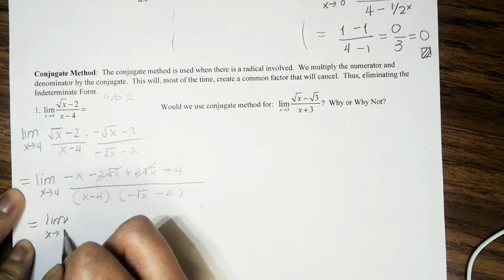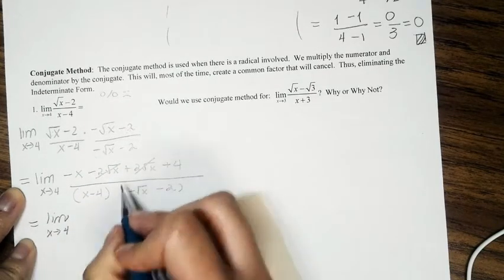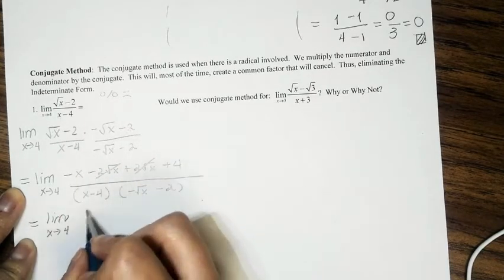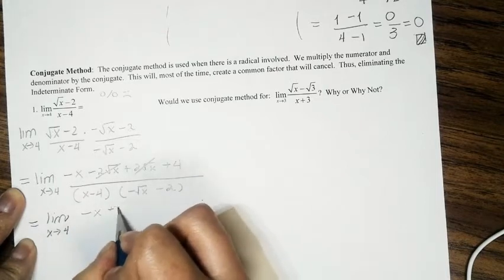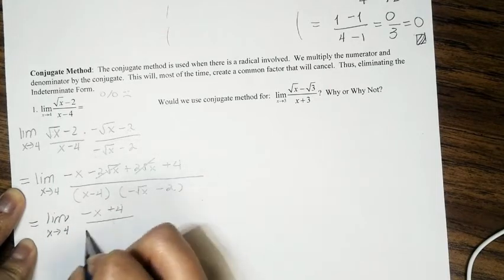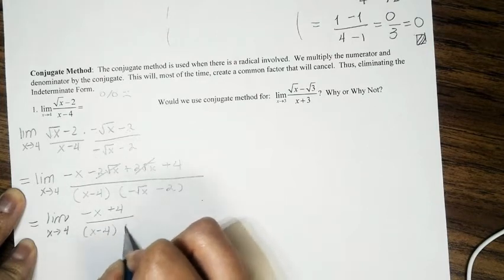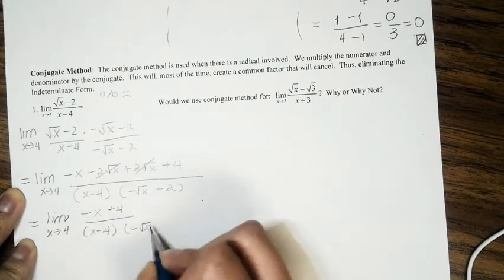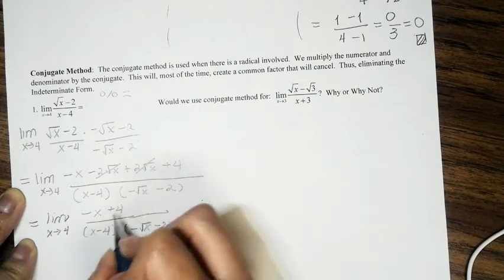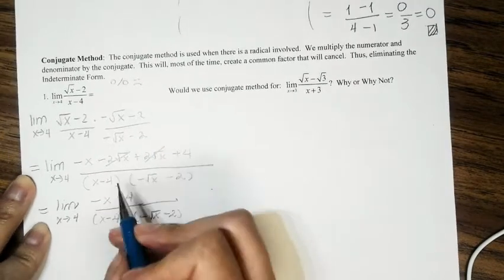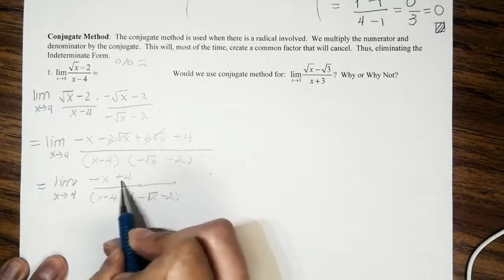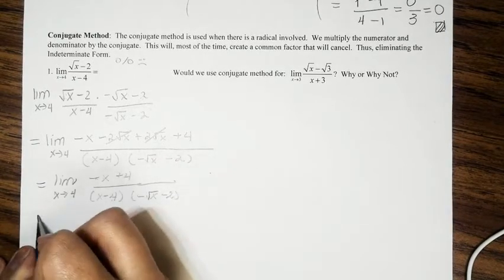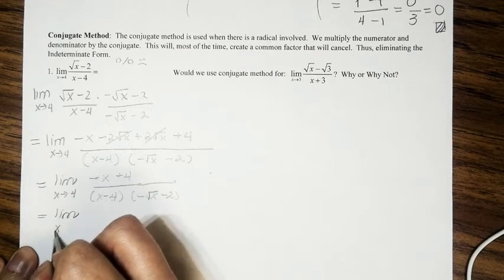You have limit when x goes to 4, and actually you can take out the negative. So I'm going to write it completely so you see. Negative x plus 4 divided by x minus 4, and then you have negative root x minus 2, and you're going to tell me, well, they are not equal. Indeed, but you know better. You know that you can take the negative as a common factor here to cancel it with this one. So that's what I'm about to do.